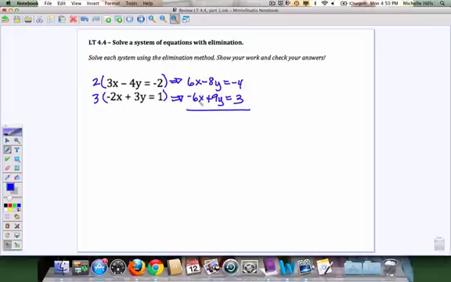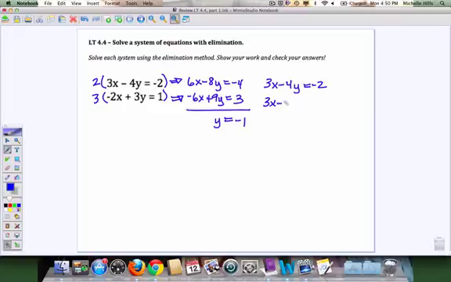Now again, when I combine these equations, 6x and a negative 6x is 0, negative 8y and positive 9y is just a 1y, and negative 4 and positive 3 is negative 1. In this case, I didn't have to do anything else to solve for y. Now it's already by itself. Now that I know y is negative 1, I take one of my two original equations, so 3x minus 4y equals negative 2, doesn't matter which equation.